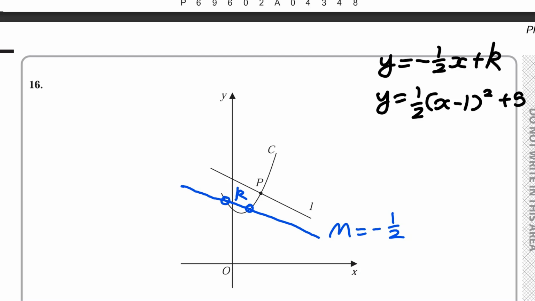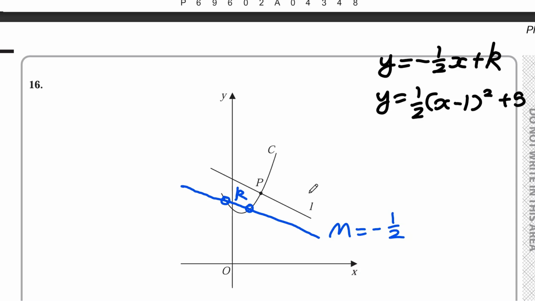So hopefully you can appreciate that there are multiple lines that can intersect C at 2 distinct points. It could be above this line, for example, where it intersects at 2 distinct points, or it could be below this line as well, where it intersects C at 2 points. So that means there is a range of values for k, the y-intercept. So how do we find this range of values for k?